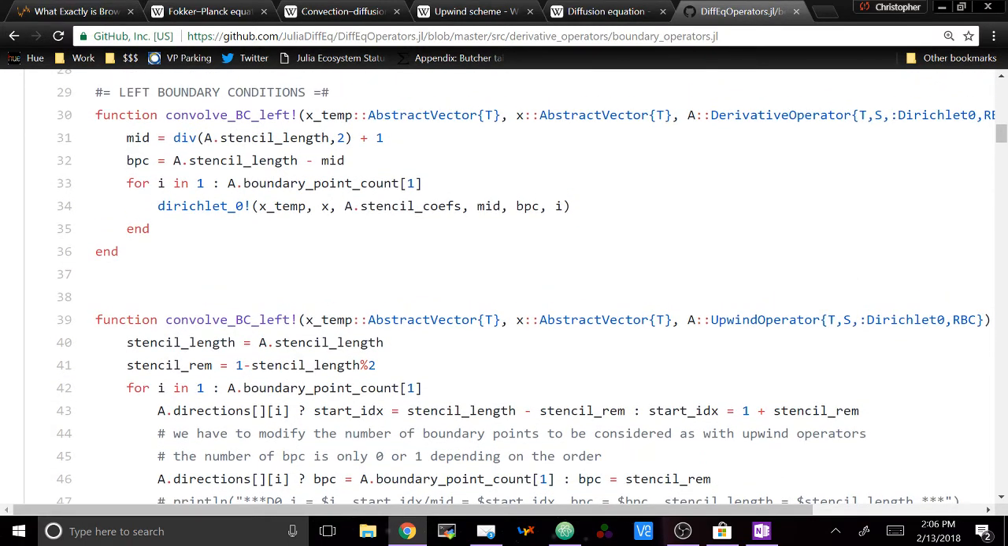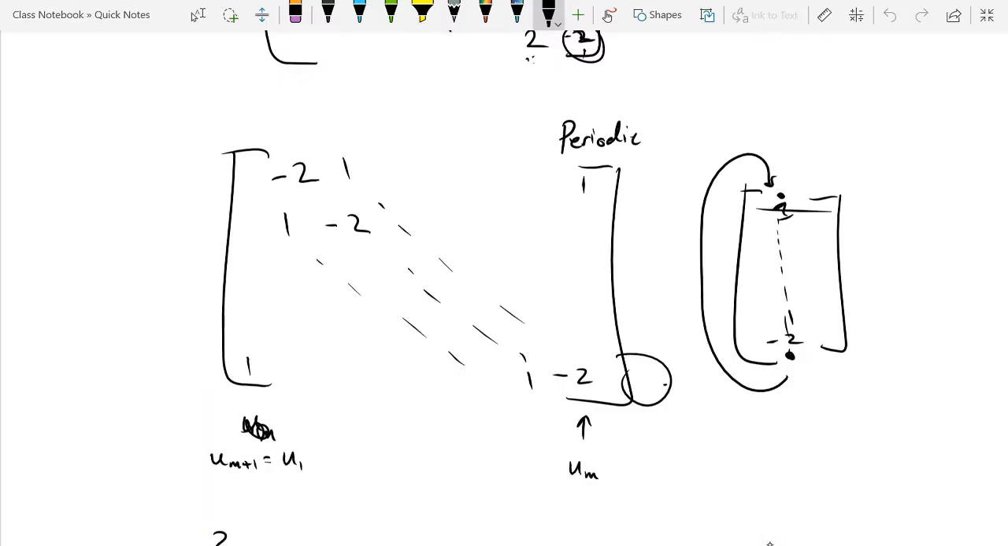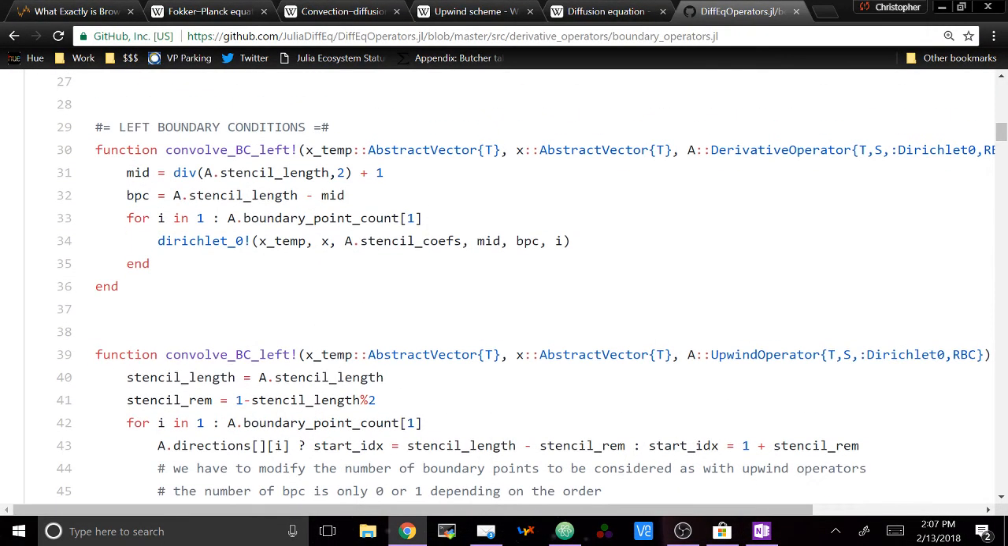So this boundary point count is just the number of rows where we're going to have to loop over that have to have a special boundary condition, because if you just apply the stencil like we did before, then you'll index off the array and it'll just give you an error. So we have to make sure we take over the indexing when we're at the edges here.